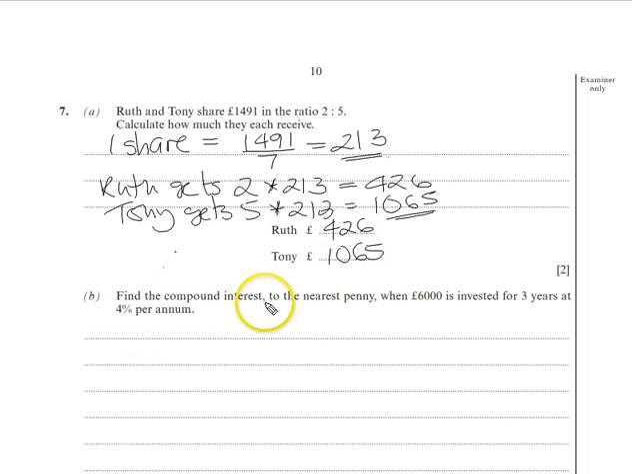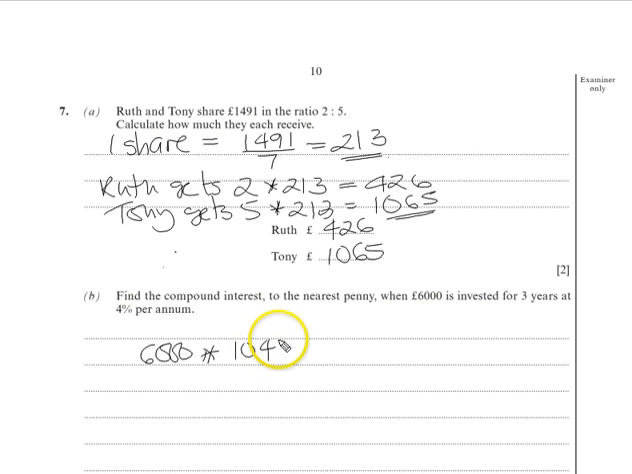Now we've got compound interest here. Bit of a pain, isn't it? Find the compound interest to the nearest penny, so we've got to be quite accurate, when £6,000 is invested for 3 years at 4% per annum. So you start off with £6,000, and at the end of the first year, you get your original amount, which is 100%, and then 4% more. So that totals up to 104%.